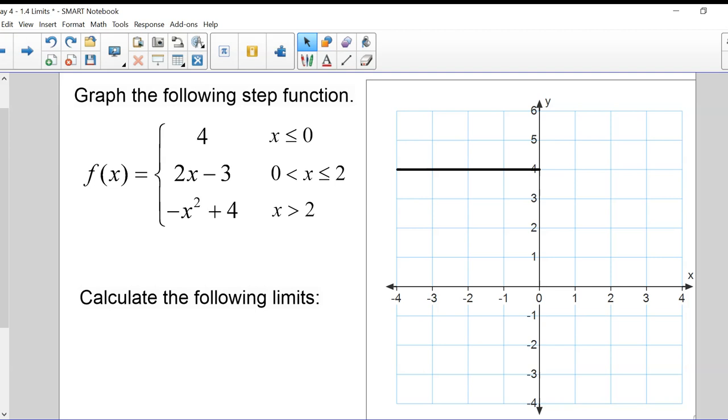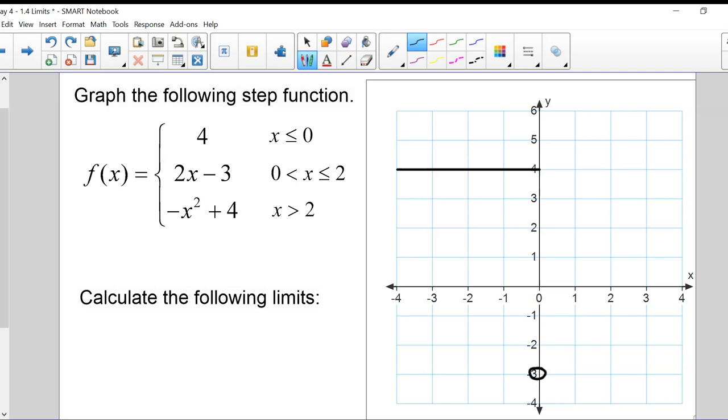Now, understand that at 0, this graph is not going to be on this line here. It's not going to be on the 2x minus 3. So what I'm going to do is put a little open circle on that, like here. Okay, there we go. I'm going to put an open circle here.